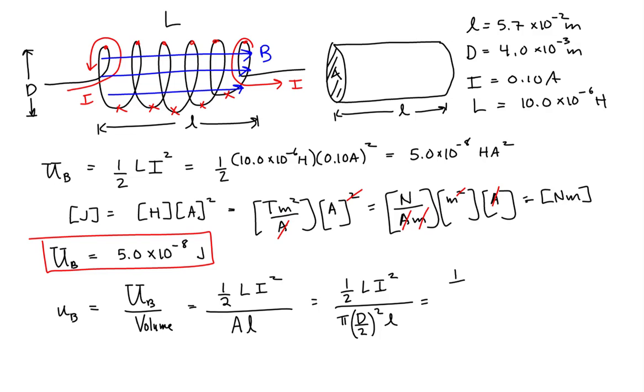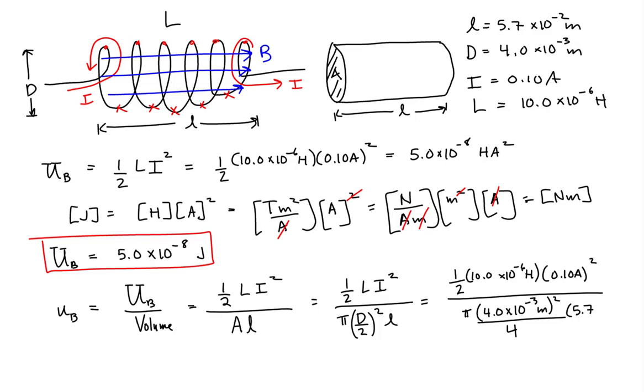So this then is just 1/2 Li squared. Now the inductance we already know is 10.0 times 10 to the minus 6 henries. The current is 0.10 amps. This quantity is squared. And this is divided by pi times the square of the diameter, which is 4.0 millimeters. And this is going to be divided by 4 times the length of the inductor, which is 5.7 centimeters.